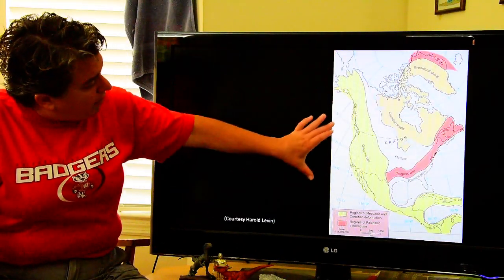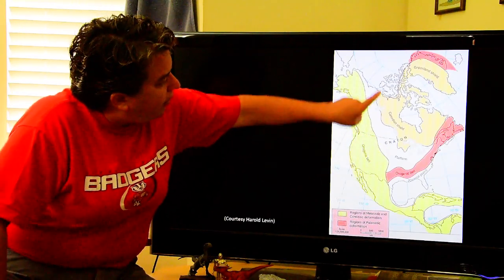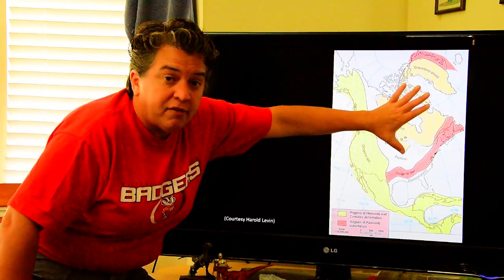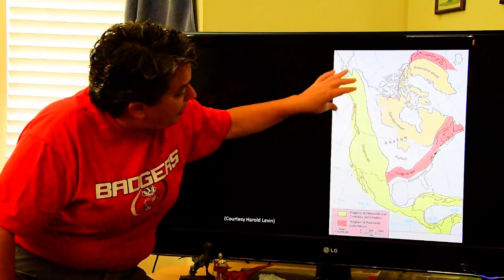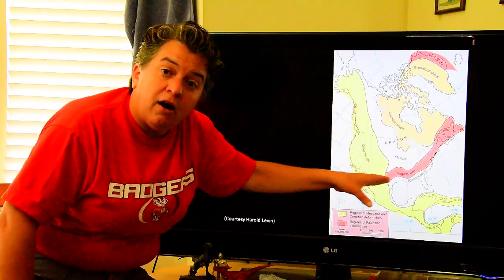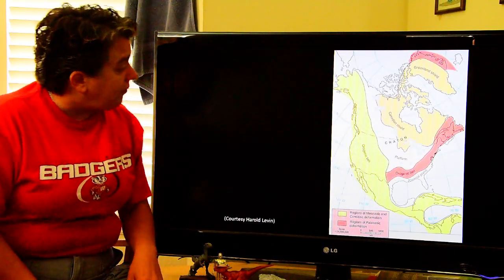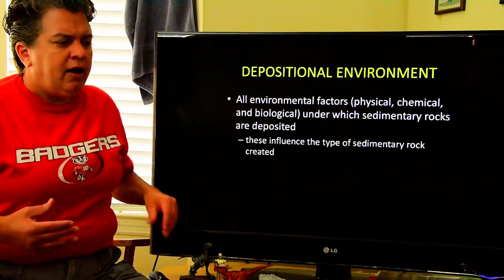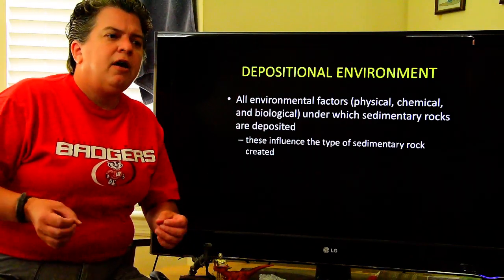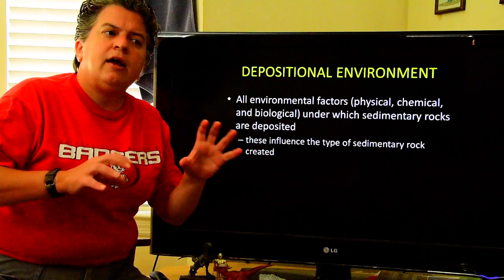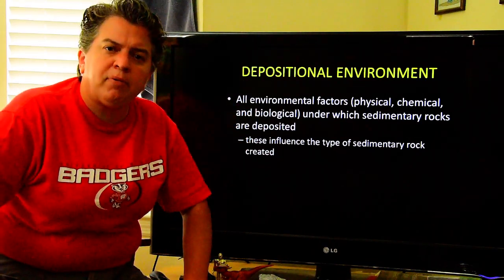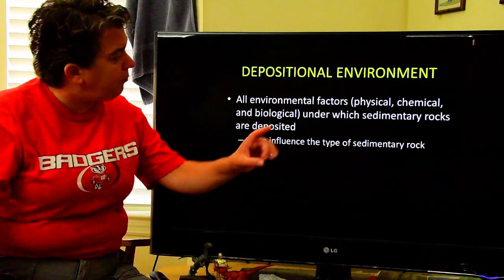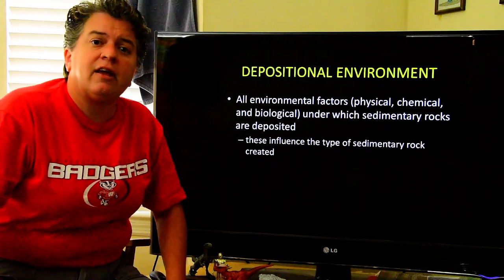So in this diagram right here, this is North America, and we can see the shield right here and the platform, which makes up the North American craton. And then we have these orogenic belts of the mountain building events that have affected the area. All right, so I said depending on all kinds of different characteristics, you have sediment accumulating in different places on the planet. And the place where sediment is deposited, where it builds up and accumulates, is the depositional environment.